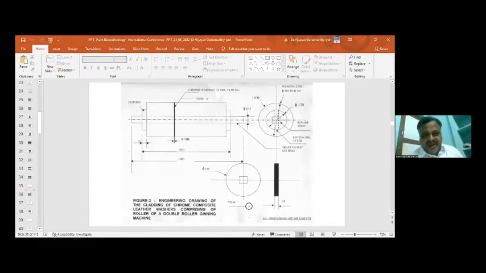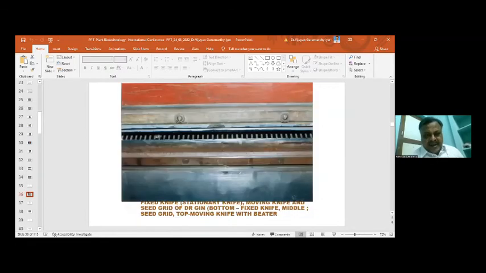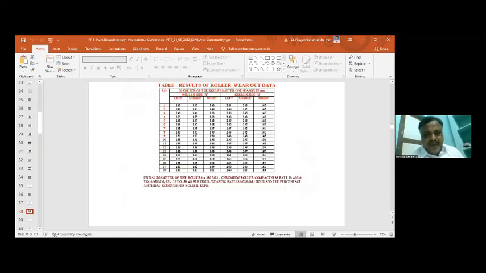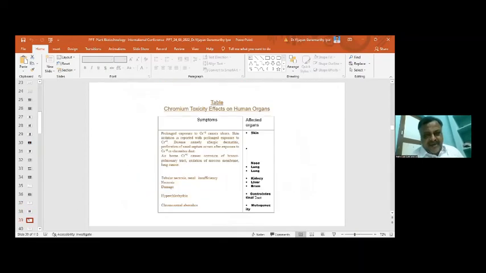This is the engineering drawing of the CCLC roller. This is the seed grid, and the beater keeps beating the seed cotton to remove the fiber from the seed, and the roller wear investigation has been carried out. When the roller is reduced by about 40 mm, nearly 50 microns per hour is contaminated into the lint cotton. The percentage of material removed from the roller is 43.8%, and the roller wear data have been investigated.